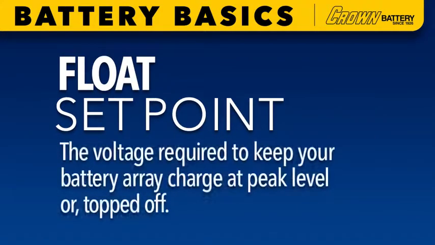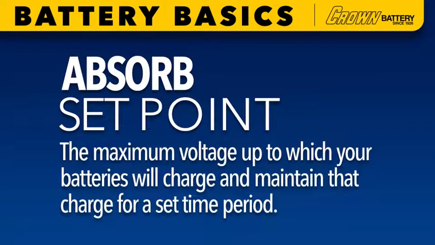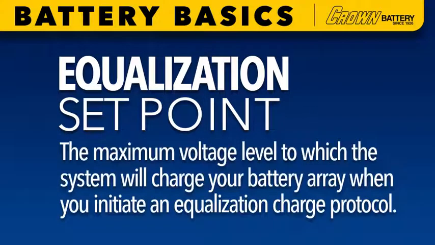Float set point is the voltage required to keep your battery array charge at peak level or topped off. Absorb set point is the maximum voltage up to which your batteries will charge and maintain that charge for a set time period. Equalization set point is the maximum voltage level to which the system will charge your battery array when you initiate an equalization charge protocol. We will discuss equalization in more detail later in this chapter.